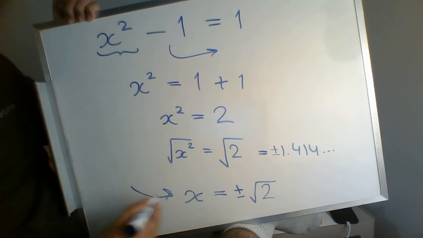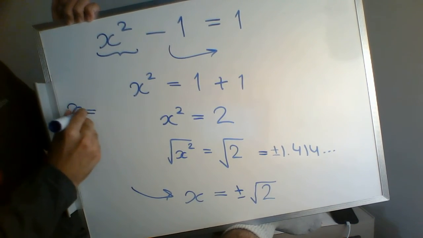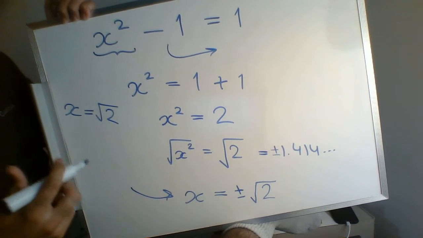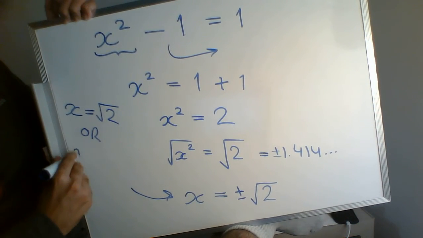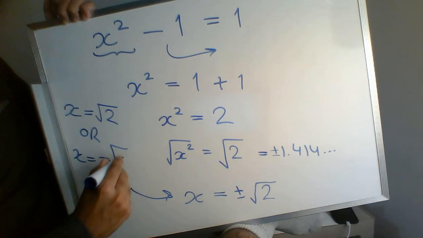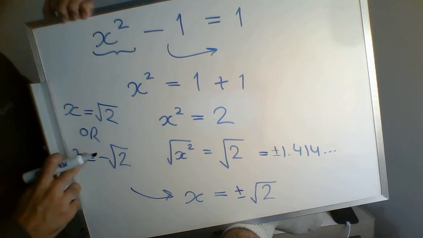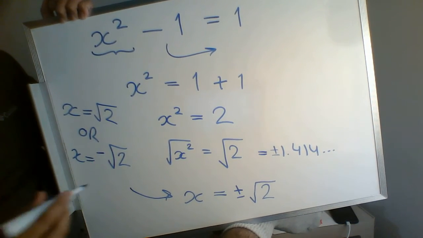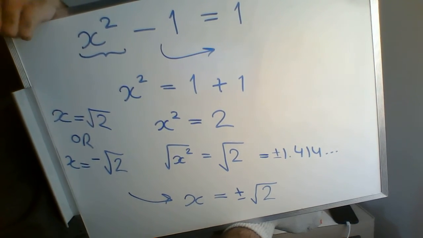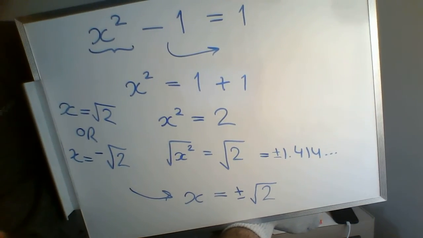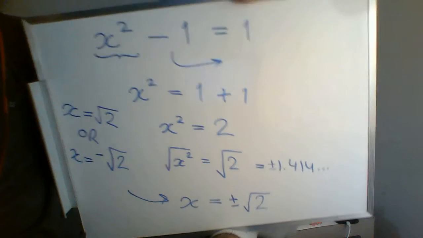So what we've written down over here is the same thing as saying x is equal to the square root of 2, whatever that number is, or x is equal to negative square root of 2, which is a very similar idea. That's a negative sign not attached to the root sign, so something like that. Okay, hopefully that's not too confusing.